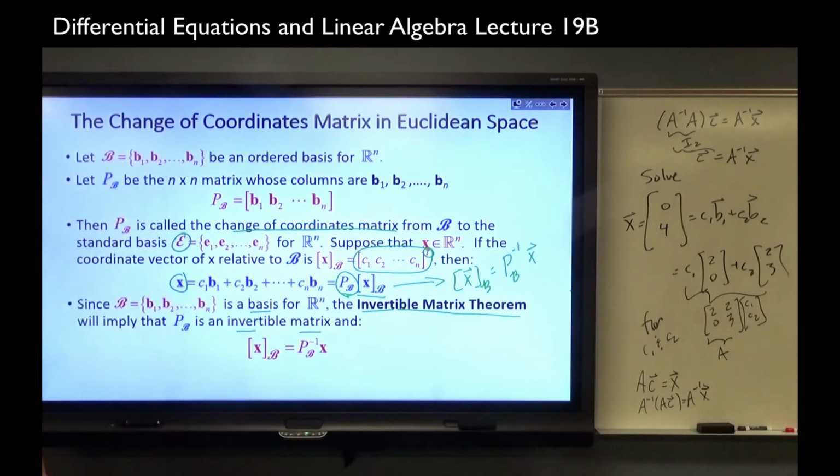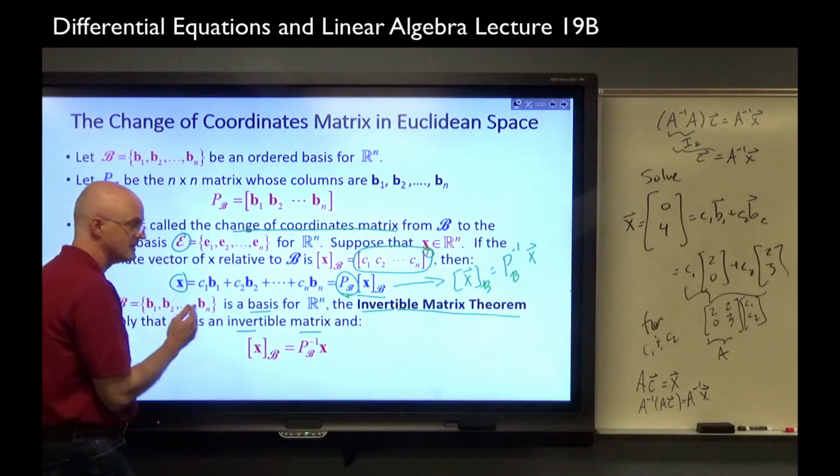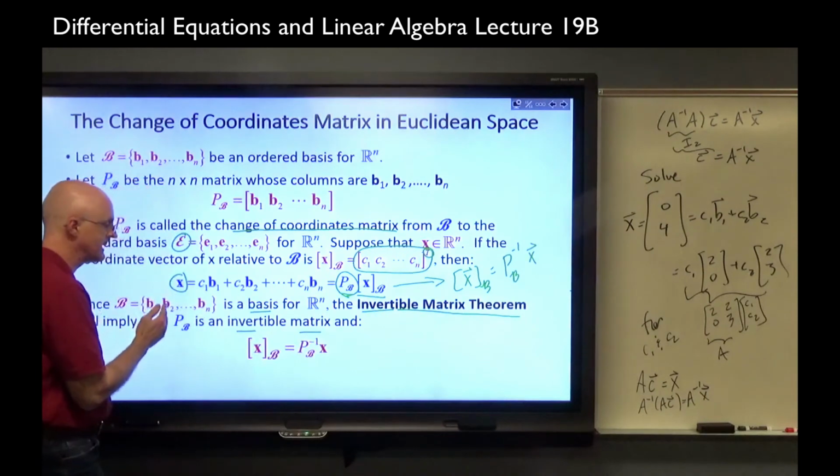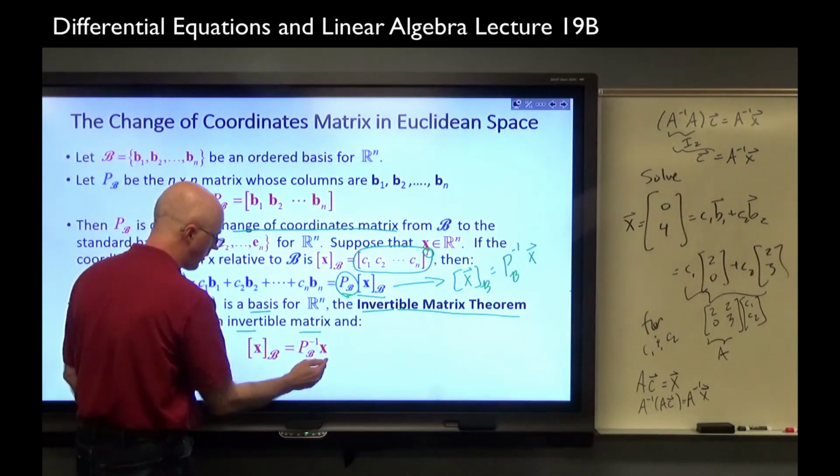So the P matrix itself transforms the new coordinates back to the old coordinates, the new coordinate system to the old coordinate system. It's its inverse matrix that transforms the old coordinates to the new coordinates.